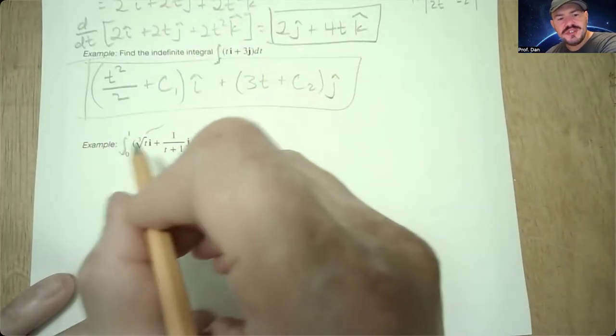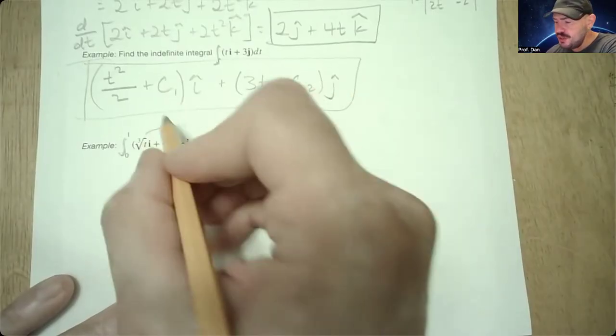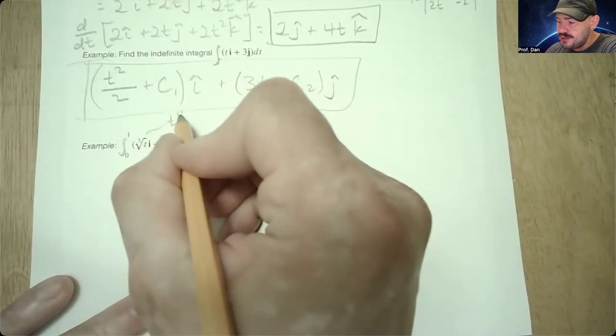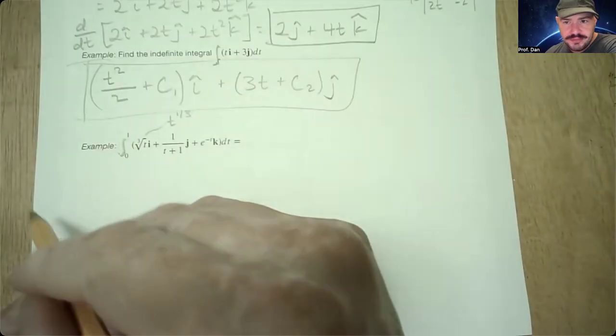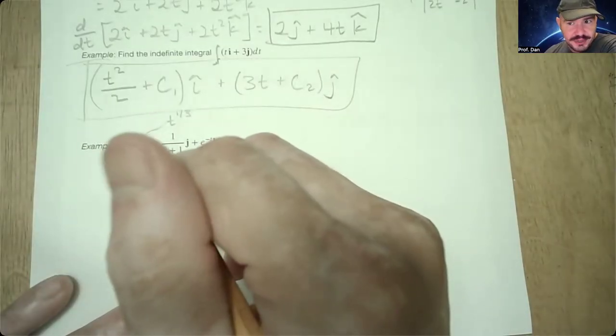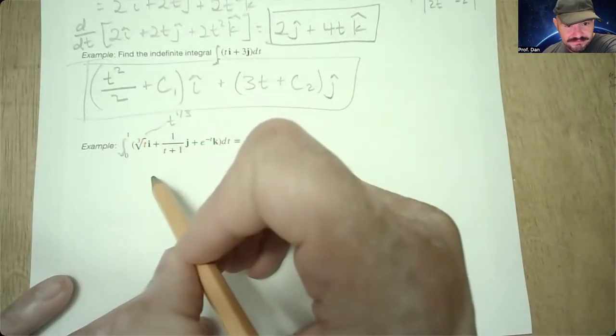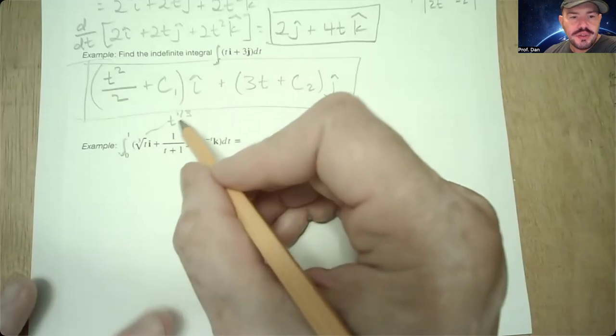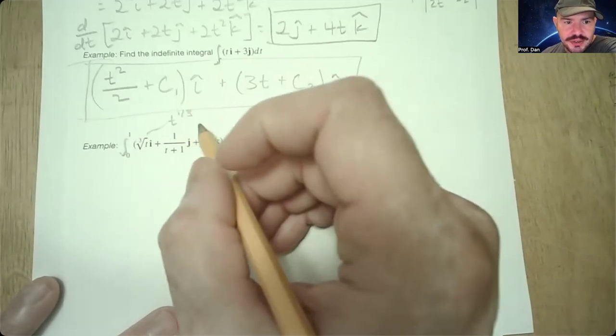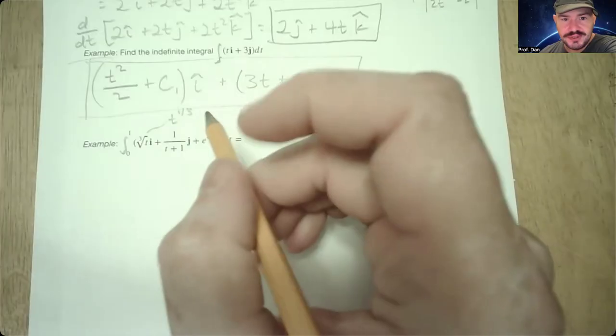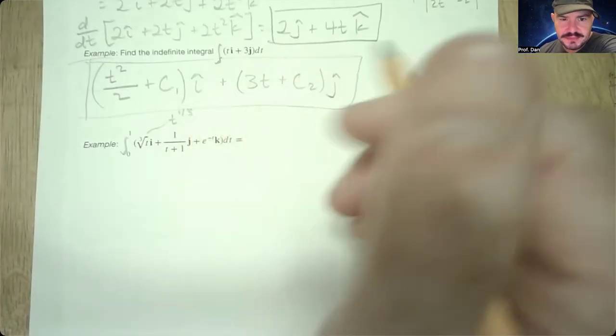Remember, when we have roots like this, we typically are going to write them as powers. So this would be t to the 1/3, not -3. Remember, -3 would put it in the bottom. But t to the 1/3, and we can do our power rule for integrals with that.